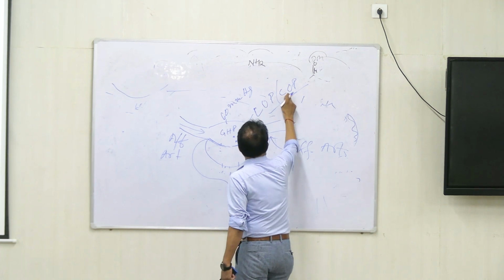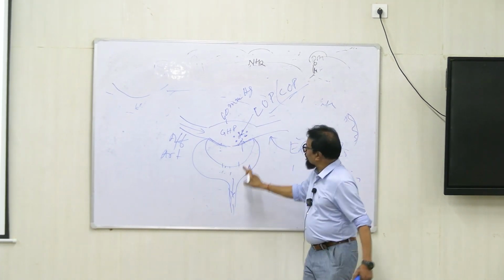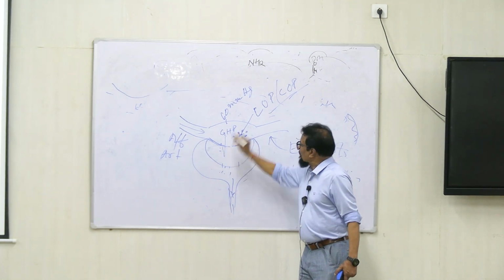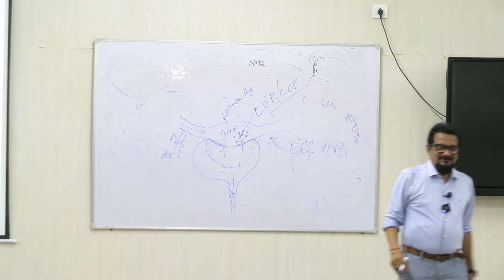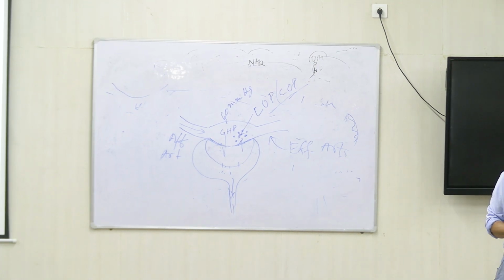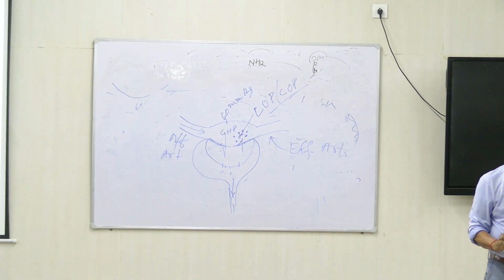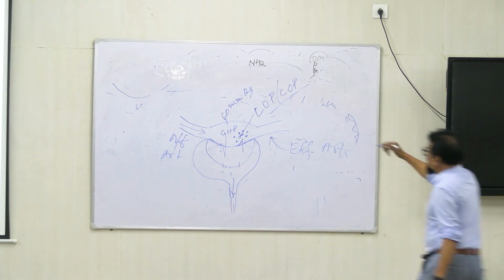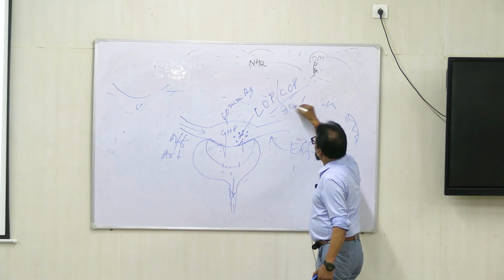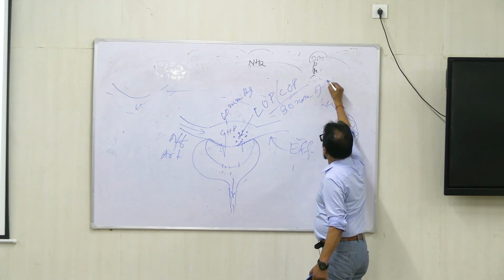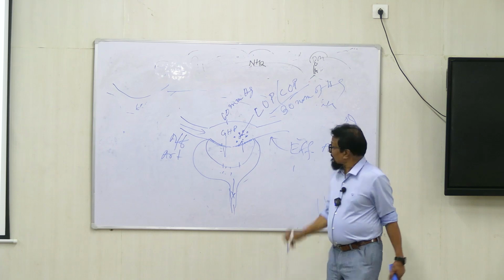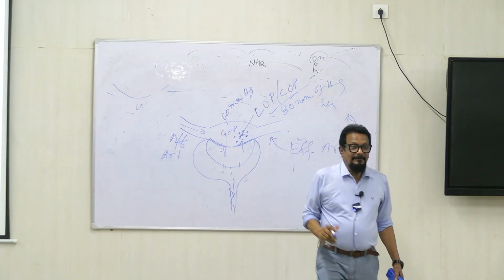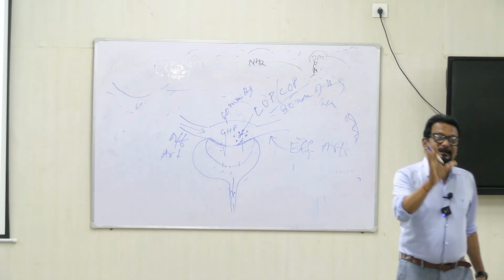It tries to pull water from here to here, and it tries to push water into the lumen. So they are opposing. Who is more powerful? This is 30. Okay? And in the Bowman capsule, here already some fluid is there.